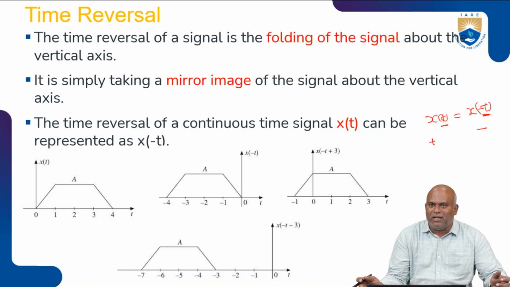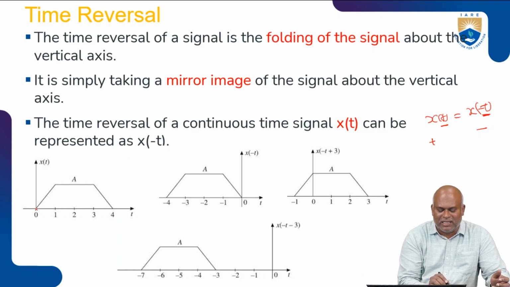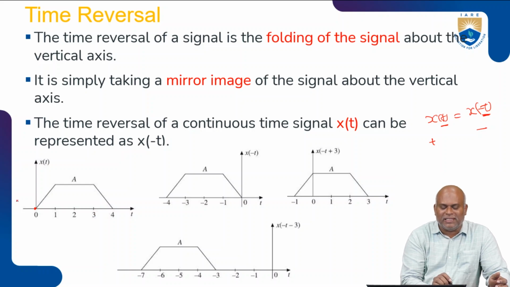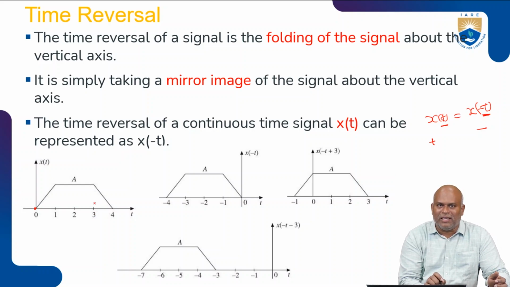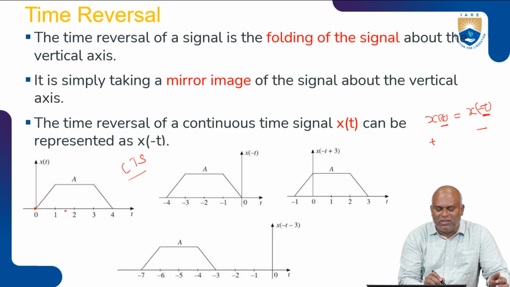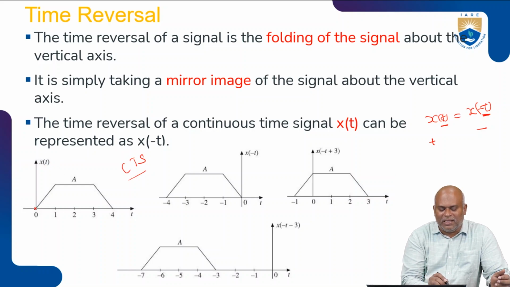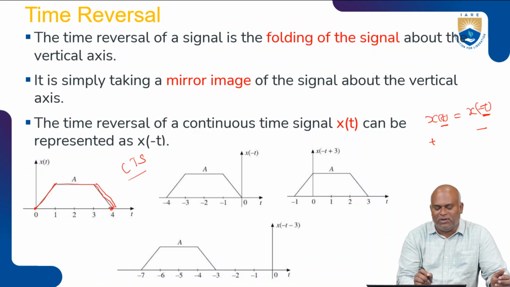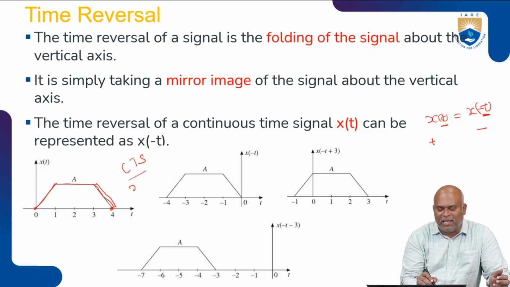That means the left side of our signal is going to shift to the right side, or the right side is going to shift to the left side. For example, I take a continuous time signal. This one is represented as x of t. The 0 is 0, 1 is some constant. It is a ramp signal. After that it is constant. Then again it is exponentially reducing up to 4. This signal I represent as x of t.